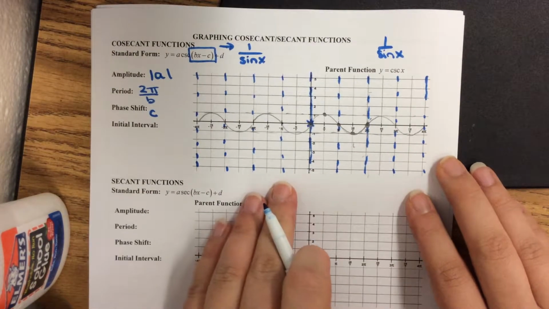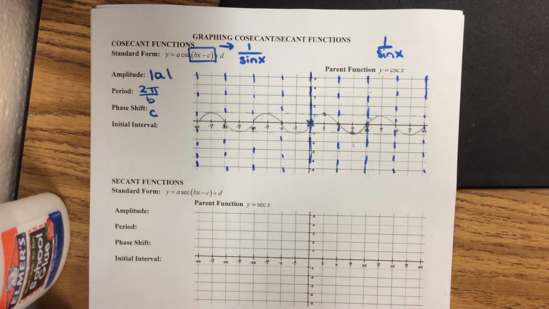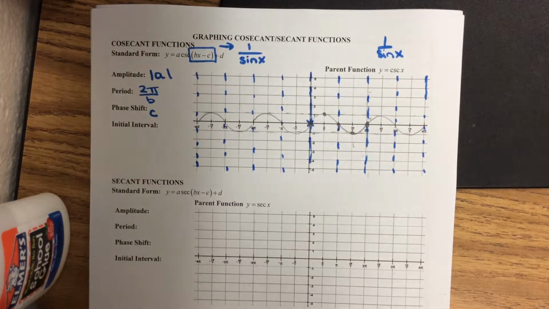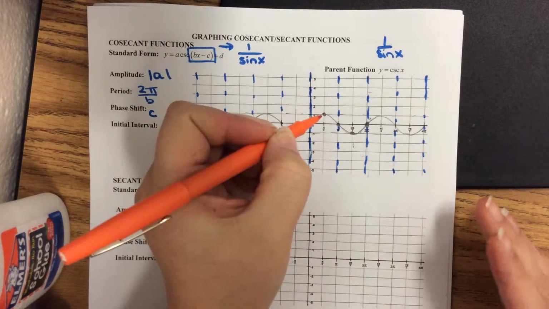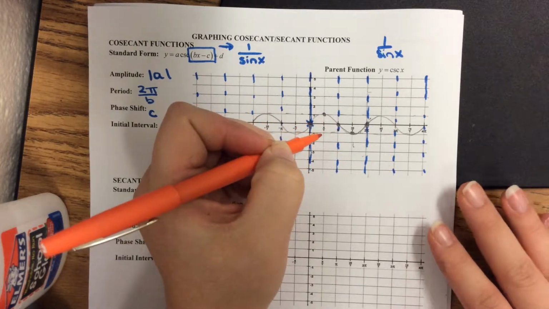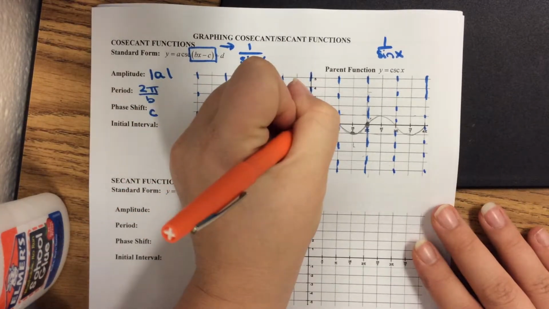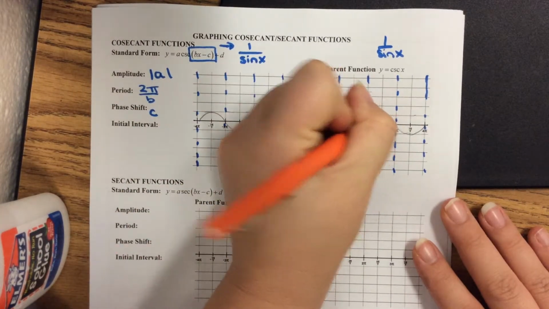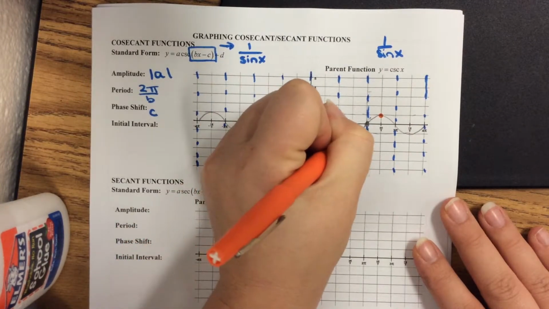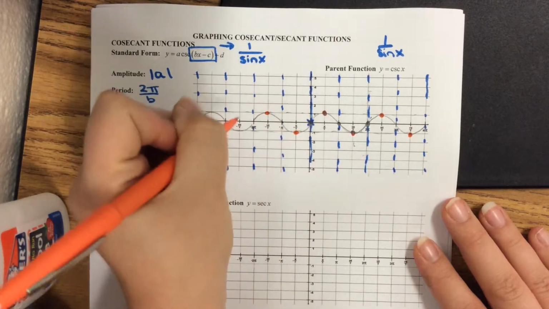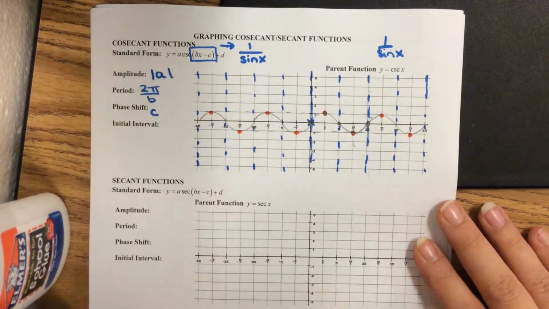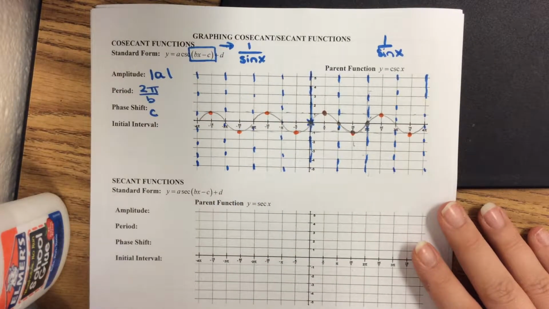Does everyone have that? Now, let's look at the other points, the maxes and the mins. Right now we have 1. What's the reciprocal of 1? Well, 1 divided by 1 is still 1. So these points, the 1s, are still going to exist. And so do the negative ones for that matter. And these are actual points on the cosecant graph.